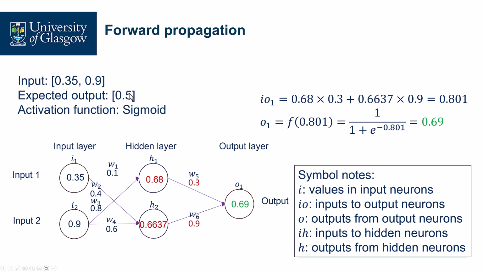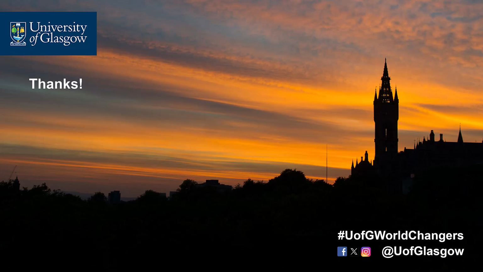And our expected output is 0.5, right? So the next step, we want to make the output as close as possible to 0.5, the expected output. That will be introduced in the next session about backward propagation to optimize the W and B, right? So that's all for this session. Thank you very much. Bye-bye.